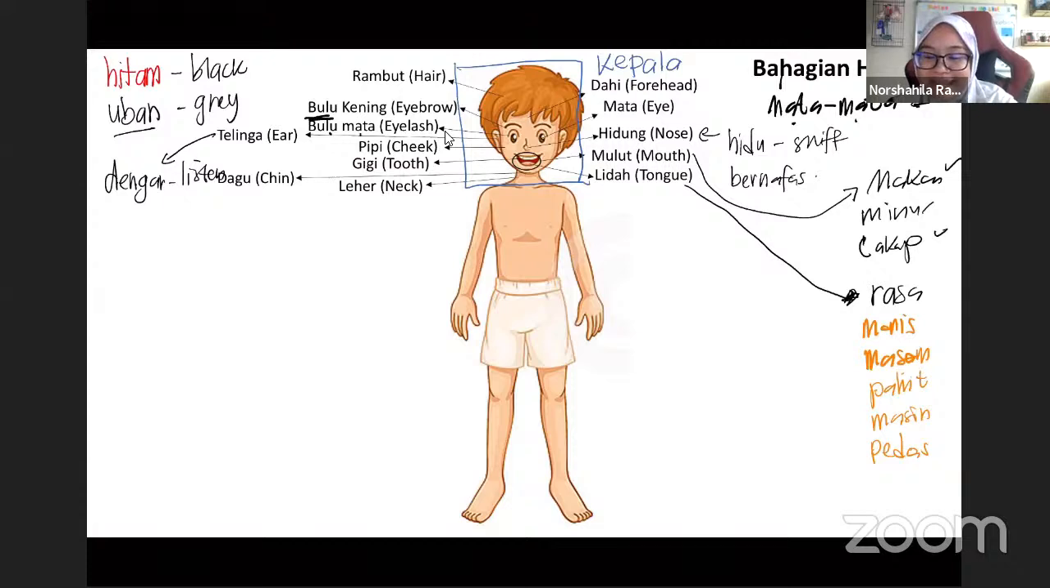Then we have this part, the down part here, not all, this part here only, we call badan. This is the badan part.